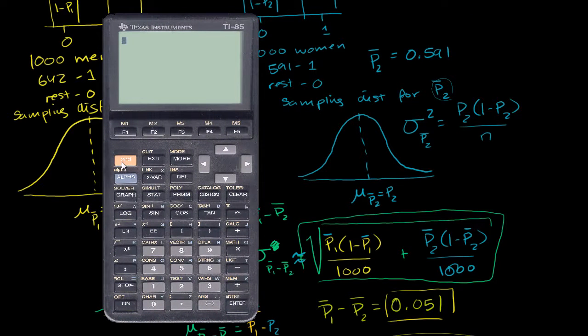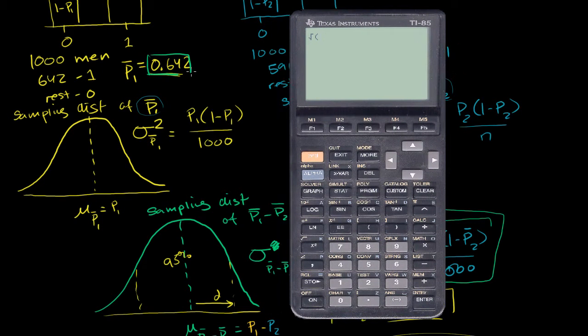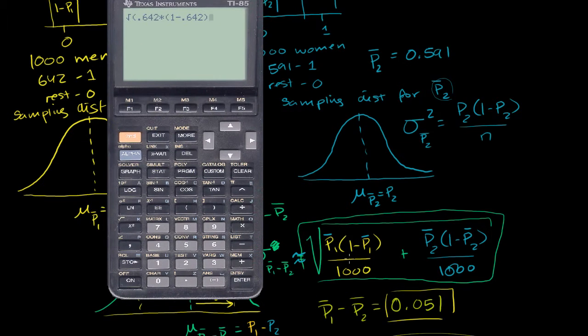So what we have is the square root, and then in parentheses, our sample proportion for the men is 0.642, and then we're going to multiply that times 1 minus 0.642, close parentheses. That's that over there, divided by 1,000. And then we're going to add to that, plus do the same thing for the women. Our sample proportion is 0.591, times 1 minus 0.591. So that's this term right over here, divided by 1,000.